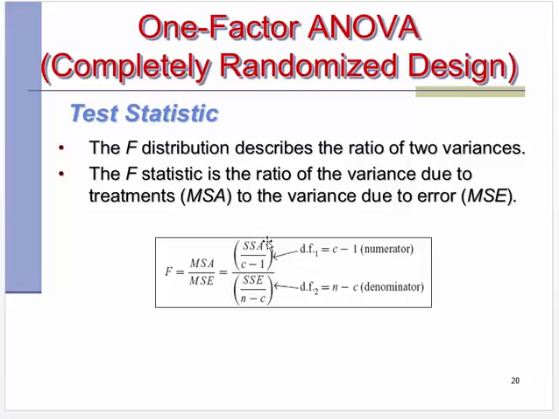MSA equals SSA over C minus 1. The degree of freedom df1 is C minus 1. That's the numerator degree of freedom. MSE is SSE over N minus C, the degree of freedom of which, or df2, is N minus C. That is the denominator degrees of freedom. So you need 2 degrees of freedom to find the critical value of F.